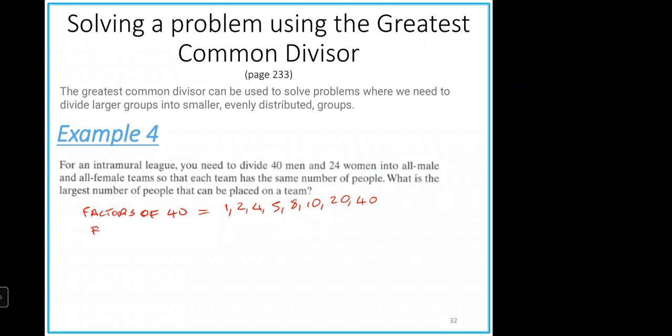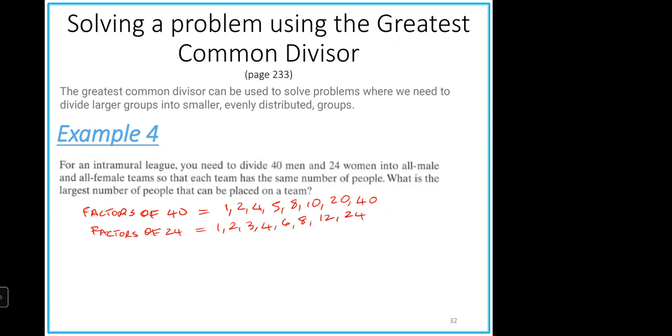And then the factors of 24 would be what? Definitely 1. What else? 2. 3. 4. 6. 8. 12. And 24.